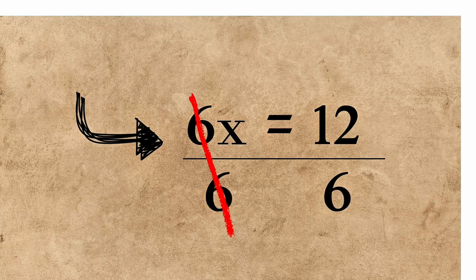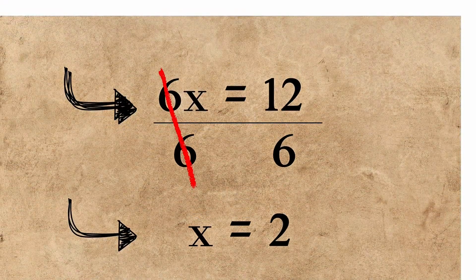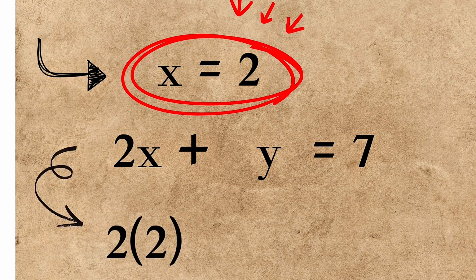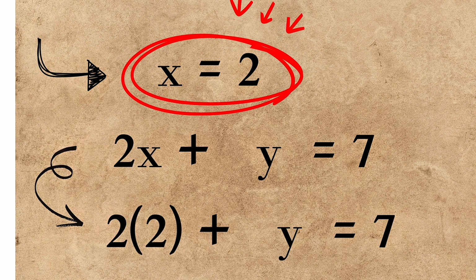What we need to do is divide both sides by 6. 6 divided by 6 is 1. 1x is the same as x, and 12 divided by 6 is 2, so x is equal to 2. Now that we have the value of x, what we need to do is plug it back into one of the original equations to get the value of y. Let's use the first one. So let's replace x with 2 and let's find the value of y.